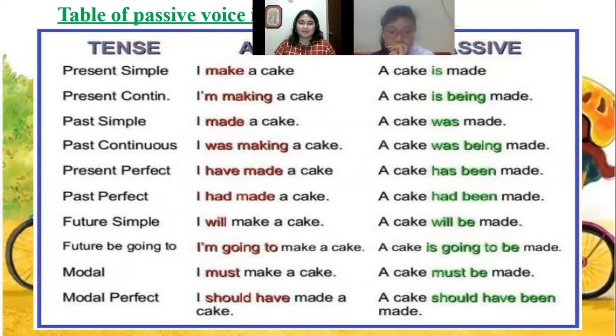I made a cake. A cake was made. I was making a cake. A cake was being made. I have made a cake. A cake has been made. I will make a cake. A cake will be made. I'm going to make a cake. A cake is going to be made. I must make a cake. A cake must be made. I should have made a cake. A cake should have been made.